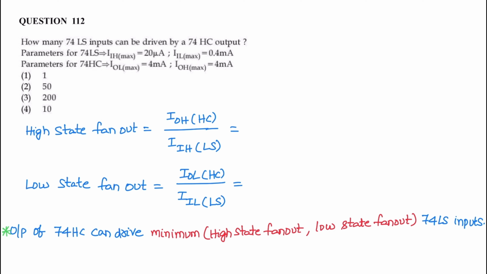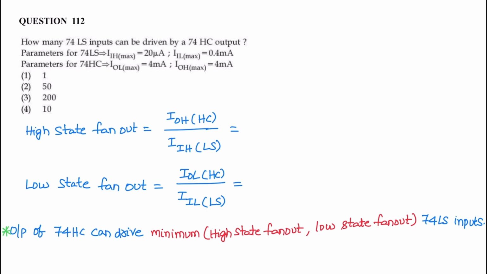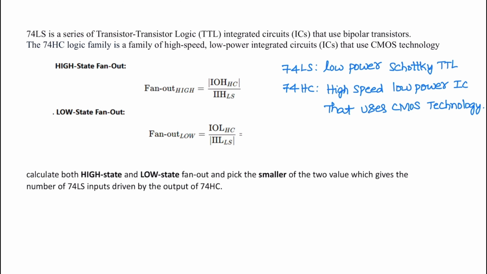Next question. It is related to 74LS inputs driven by 74HC output. So 74LS is low power Schottky transistor logic. 74HC is a high speed low power IC that uses CMOS technology. To calculate the number of 74LS inputs the output of 74HC can drive, the first step is to calculate the high state fan out, and next calculate the low state fan out. Calculate both and pick the smaller of the two values, which gives the number of 74LS inputs driven by the output of 74HC.